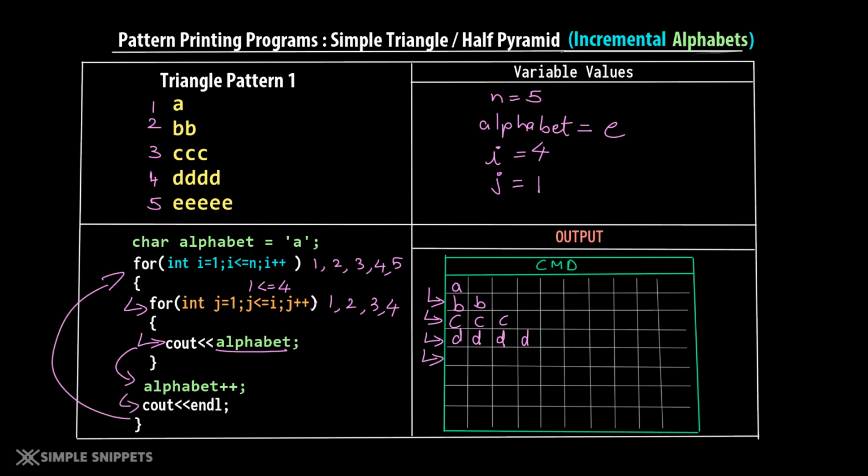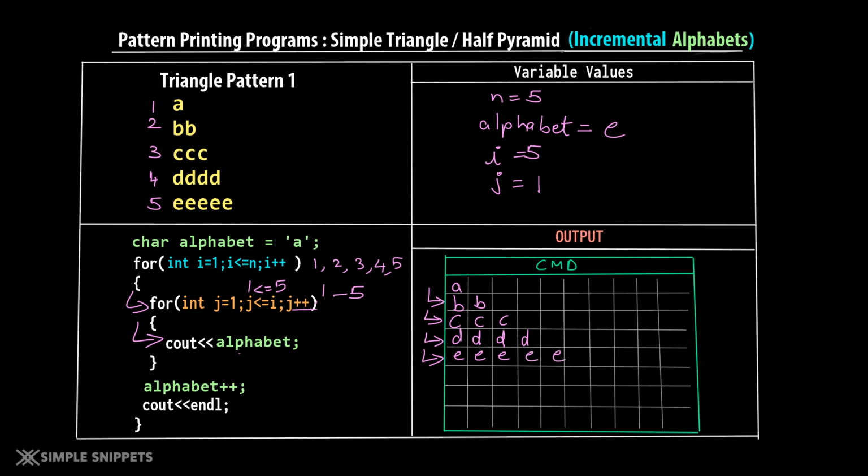Go to the start of the for loop. Say i plus plus. i will become 5. When i becomes 5, the inner for loop will run from 1 to 5, which means 5 times, because 1 has to be less than equal to i, which is nothing but 5, and we are saying j plus plus. So this is j not i. You'll print alphabet 5 times, so e is going to be printed 5 times, after which you'll exit this inner for loop. You'll say alphabet plus plus, so alphabet will have f. Then you'll say cout endl, come on to the new line, go to the start of the for loop, you'll say i plus plus, and now i will become 6.